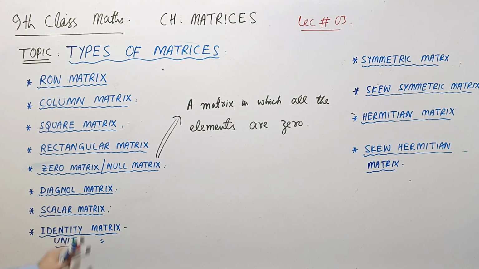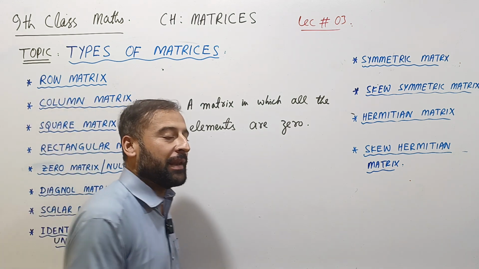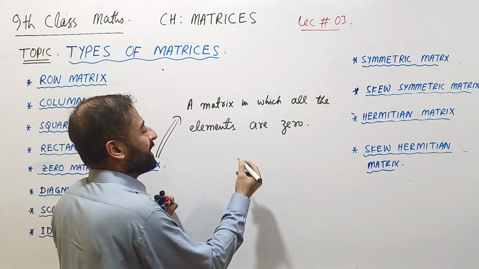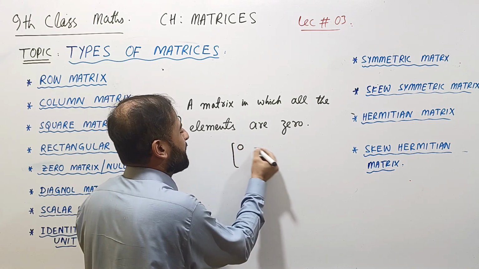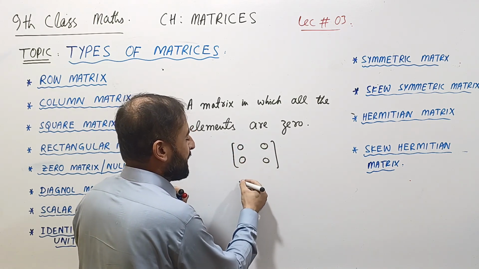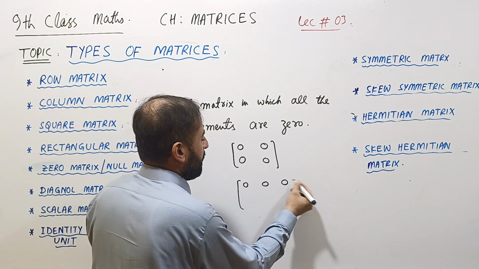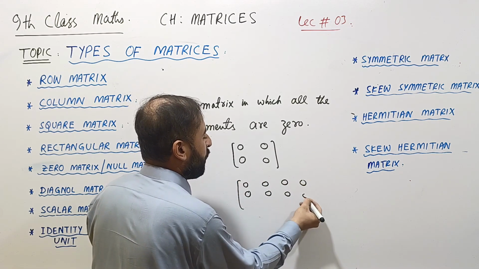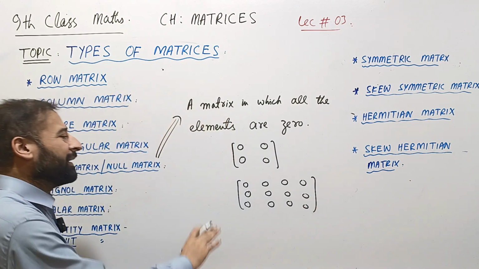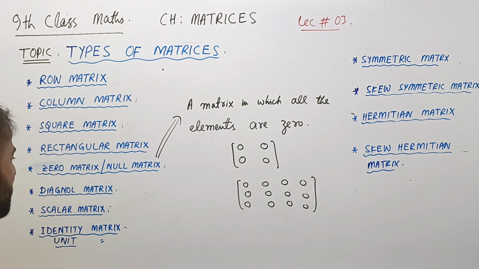Okay, students, what did I write? Zero matrix or null matrix. A matrix in which all the entries, all the elements are zero. The matrix could be a square matrix or a rectangular matrix. It makes no difference. It is a 2 by 2 zero matrix or null matrix. For example, a 3 by 4 null matrix. All the elements are zero. It is called a null matrix.